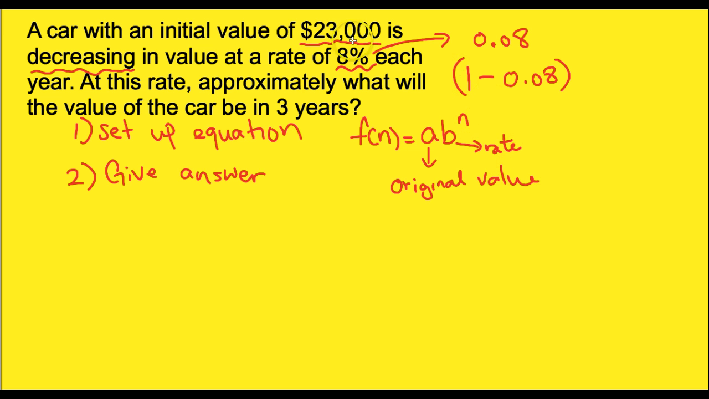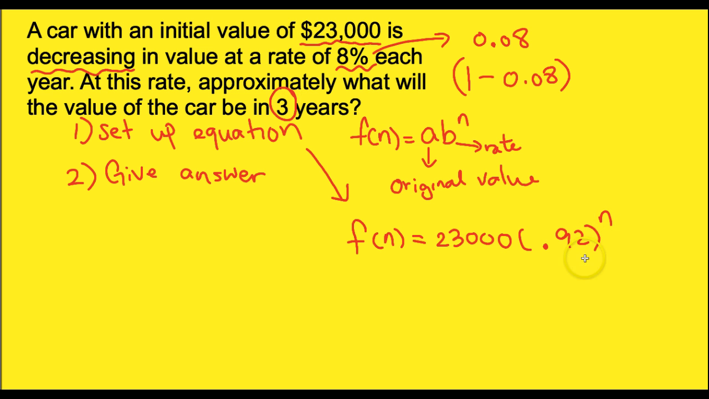So let's take a look. Original value is 23,000, so f of n is equal to 23,000 times the rate. We already talked about the rate here. It's decreasing, so we're subtracting from 1. 8% is 0.08, so it's 0.92 raised to the power of n. So that would be the equation. That was so easy, right? And then you have to give the answer. Well, how would you give the answer? At this rate, approximately what will the value of the car be in 3 years? All you have to do is plug in 3.